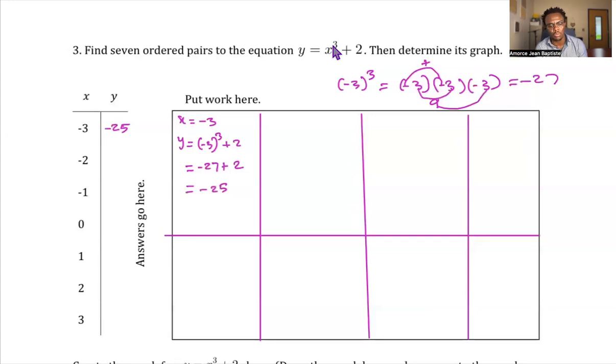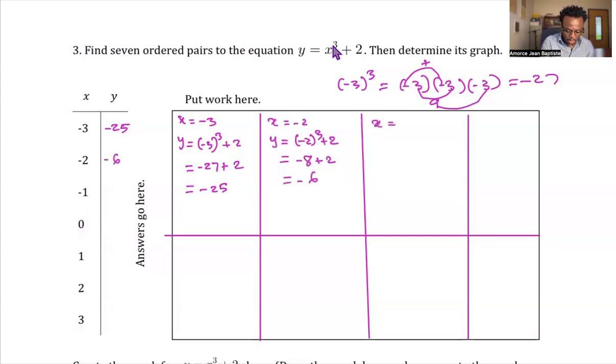Obviously, we don't have up to 25. So at this point, we probably won't be able to plot it, but we'll see if we can have enough information based on the ones we can plot to sketch the pattern of the equation. So let's continue with x equals -2. Y would be -2 to the third plus 2. That is -8 plus 2, -6. So y equals -6.